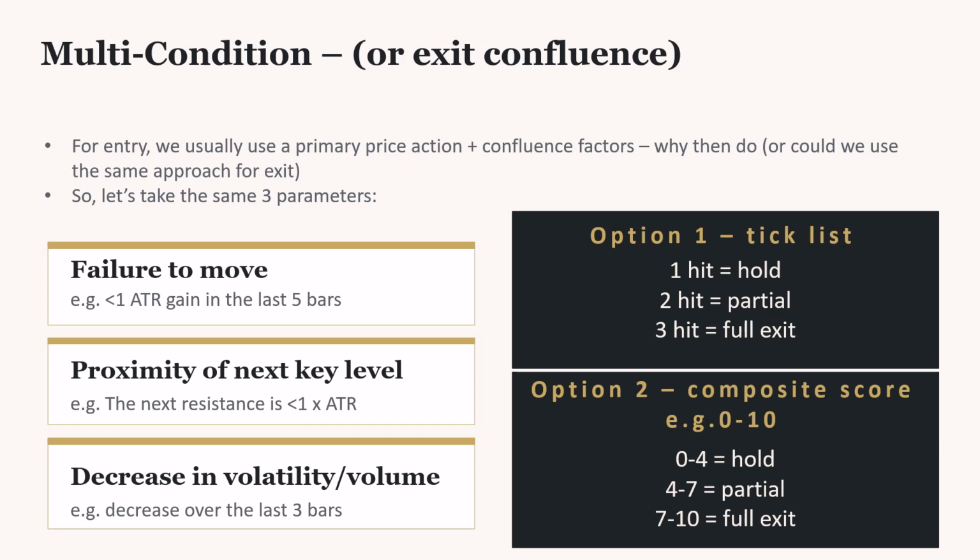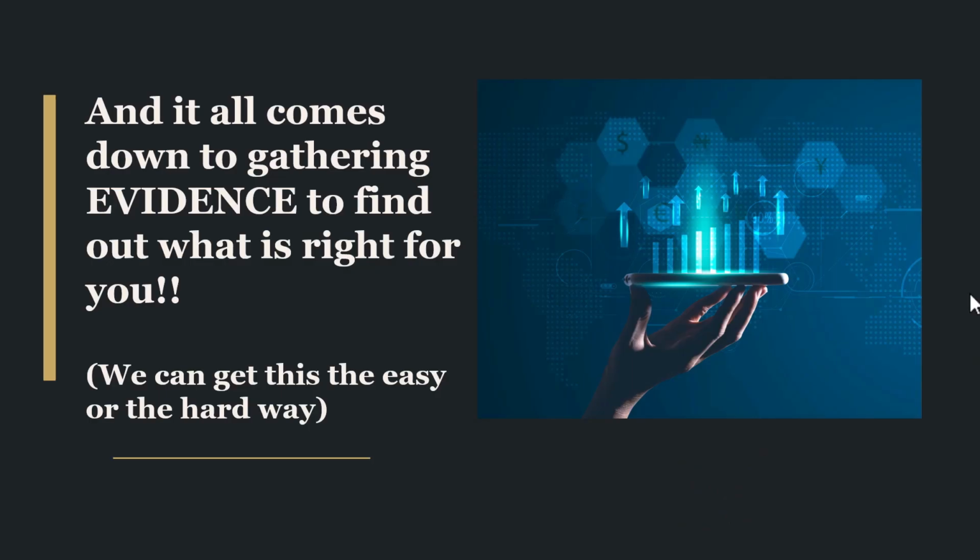So essentially, those are our three options. One is hit all out. We have an approach with a tick list like this, or we have a composite score. We create a composite score based on the variables we're using to determine whether our trend is possibly failing. But it all comes down to, of course, gathering evidence to find out what's right for you.